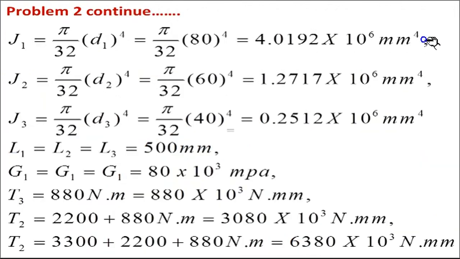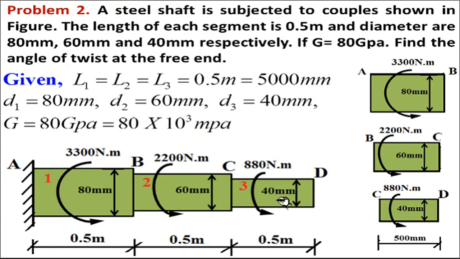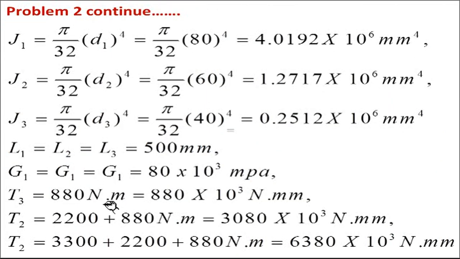Now see, first of all, find out the polar moment of inertia. Pi by 32 d1 raised to 4 is pi by 32 d raised to 4, meaning 80 raised to 4. Similarly, for the second section it is 60 raised to 4, and for the third section it is 40 raised to 4. So for all three shafts we have three polar moments of inertia. Now lengths are the same for each segment, so it is 500 mm, that is 0.5 meters. Then T1, torque acting on shaft 1. Okay, 1 means what? Sorry, 3. This one, here it is 3.